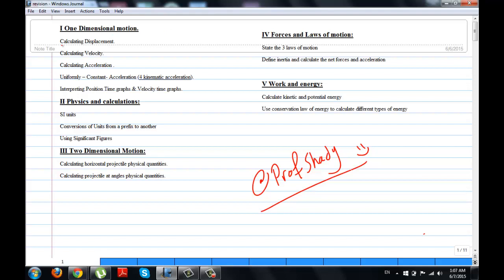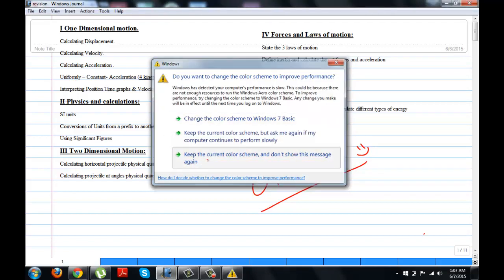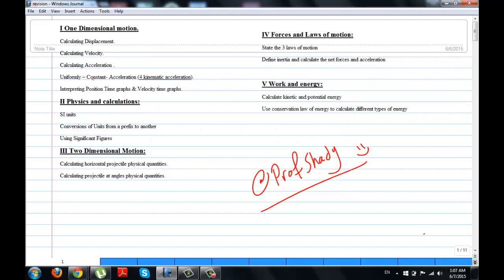In the one-dimensional motion, you need to be able to calculate the displacement, calculate the velocity, acceleration. You need to apply the basic formulas of the uniform acceleration or constant acceleration, and you need to apply the 4 kinematic equations and to interpret position time graphs and velocity time graphs.